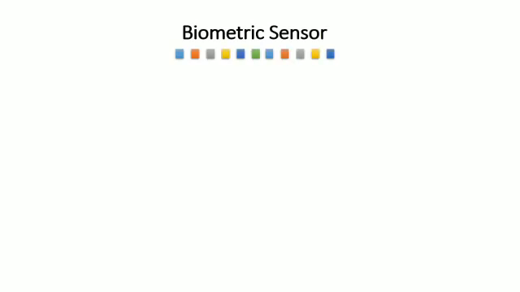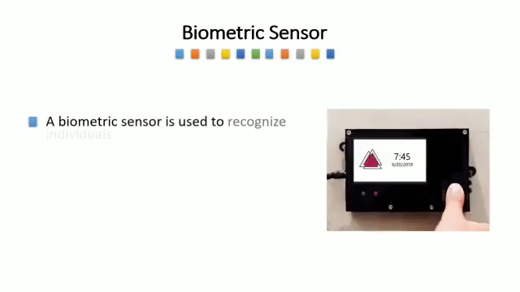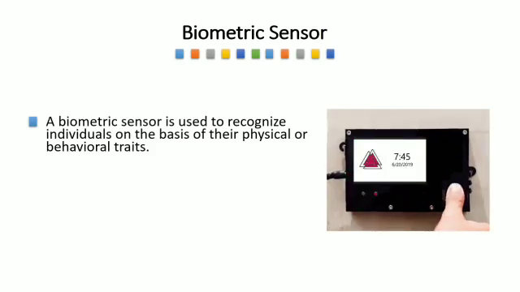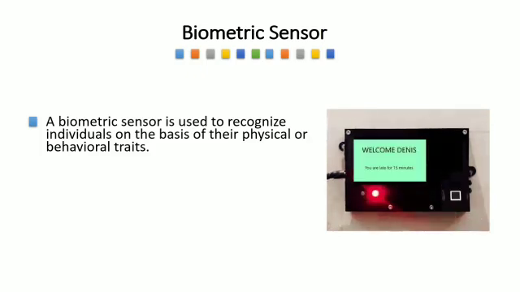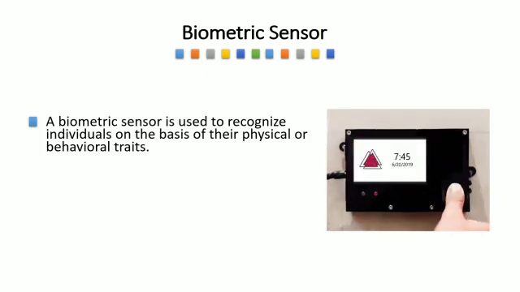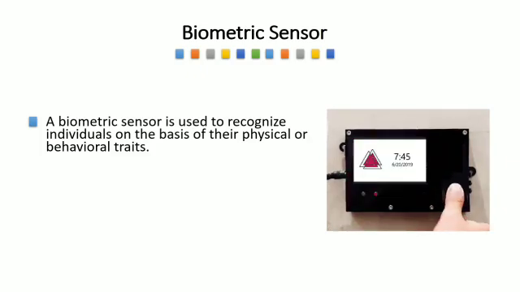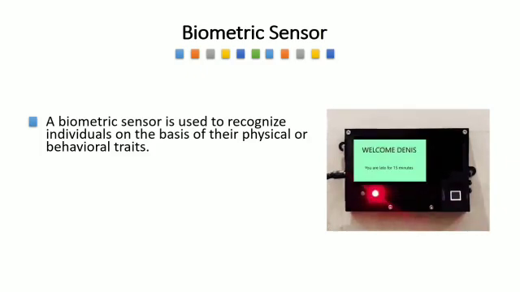Now let's start with biometric sensor. A biometric sensor is used to recognize individuals on the basis of their physical or behavioral traits. Here you can see it is called thumb printing, as we have a password or pattern lock in our mobile phone. We use our thumbs or fingers to give the password to our mobile phones. The same way this machine is working.